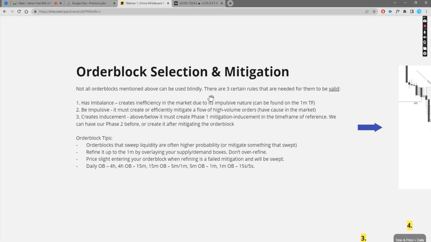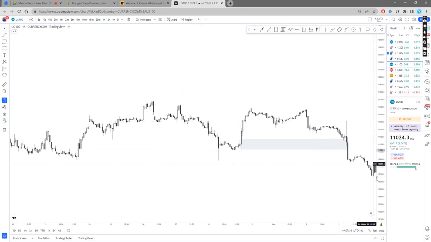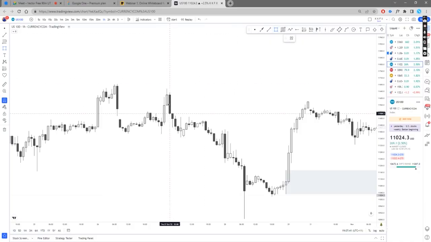As I said, not all order blocks can be used blindly, and there's three certain rules for them to be valid. So one of them, you have to have imbalance in your order block. That's inefficiency in the market due to its impulsive nature. So for example, you probably know what imbalance is, but if we have an order block here, for example, which is a good example, we have this gap, and that's our inefficiency.